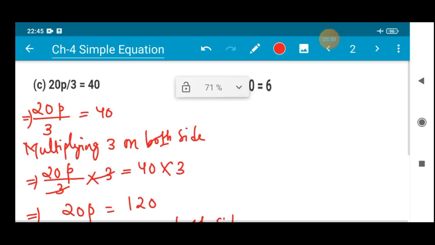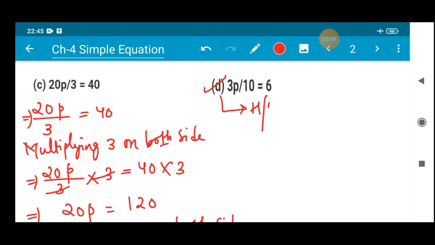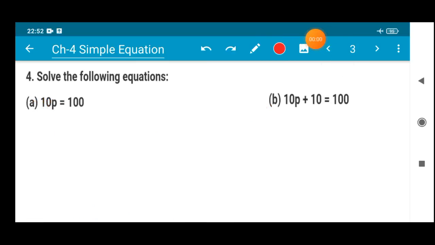Now the remaining one, number D, I would request you all to do this as a home assignment. The question is very easy. Follow the steps one by one. Okay, proceeding to the next question, question number 4. We will be solving only a few sums from question number 4 today, and in our next session we will be solving the remaining sums.